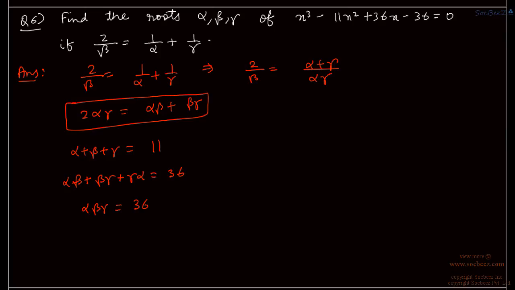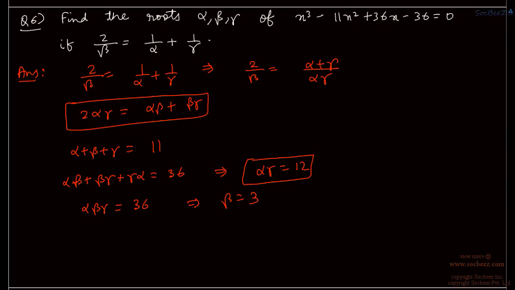Now let's see. We have a condition here. Alpha beta plus beta gamma is equal to 2 alpha gamma. So let's put this in the second equation, and we have alpha beta plus beta gamma is equal to 2 alpha gamma. That gives us alpha gamma is equal to 12. Right? So let's put this in the third equation, and we have beta is equal to 3. Right? 36 by 12, that's 3.